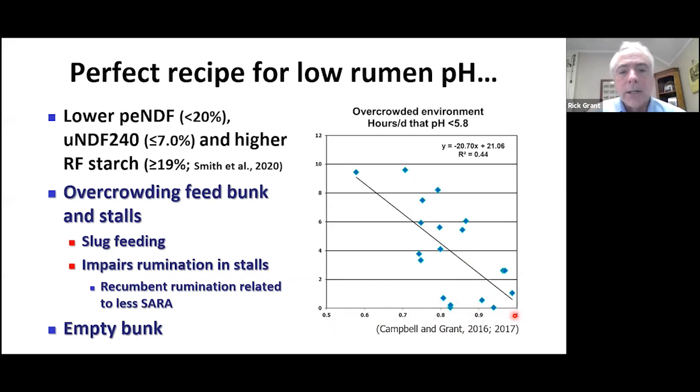The y-axis is hours per day less than 5.8. You can see that all things being equal, the cows that can get the majority of the rumination done lying down have healthier rumens relative to pH. All right. I don't have time to get into that right now. Maybe there'd be a question, but this is important relative to how the cows respond to forage NDF.